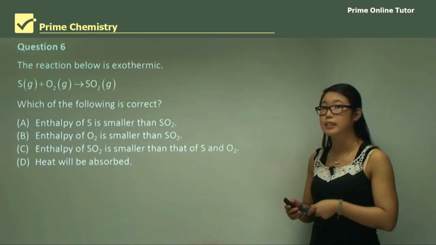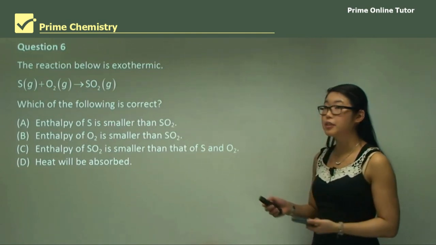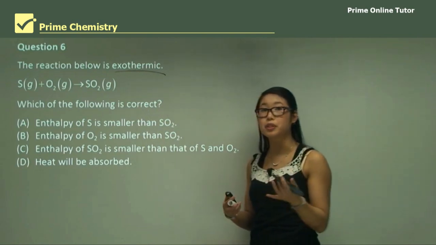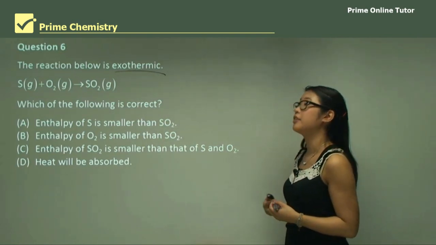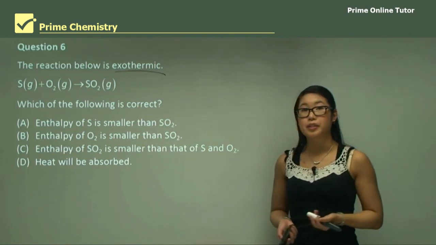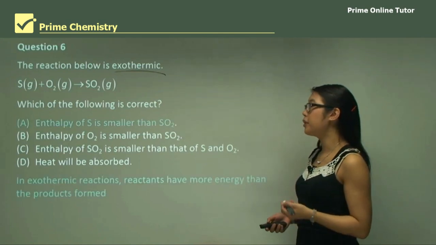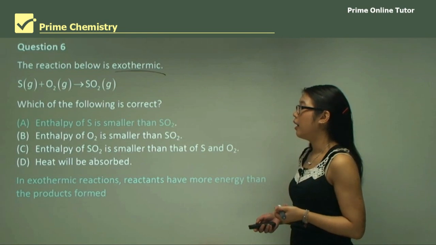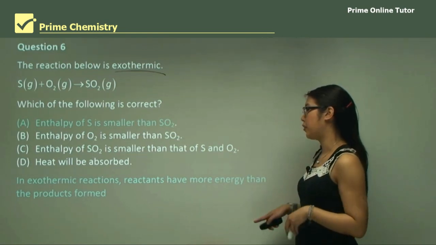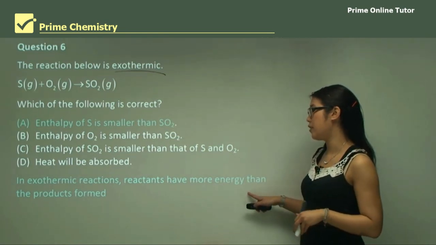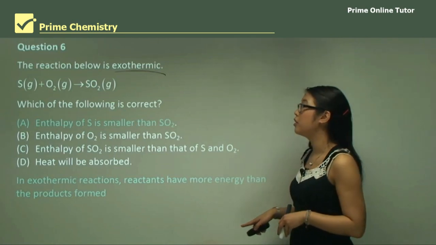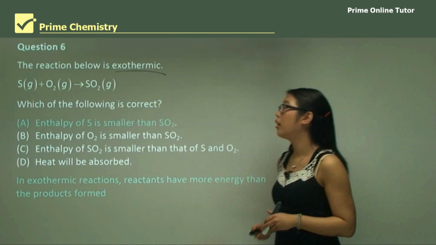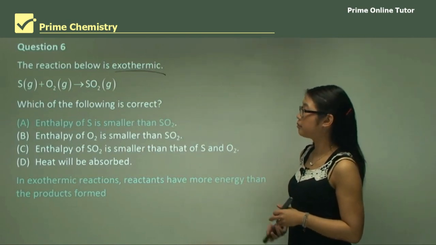One of them is question 6. The reaction below is exothermic. So we need to make sure, remember, exothermic means heat is being pushed out into the surroundings. Which of the following is correct? Enthalpy of S is smaller than SO2. If this is an exothermic reaction, the reactants have more energy than the products formed. So S is smaller than O, so it's not this case.